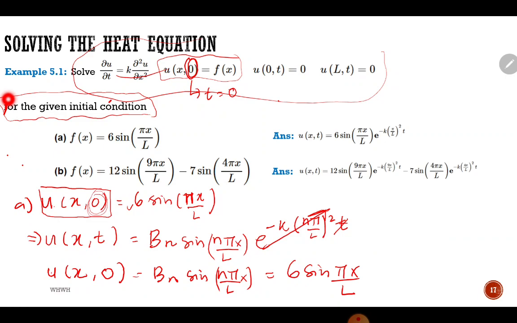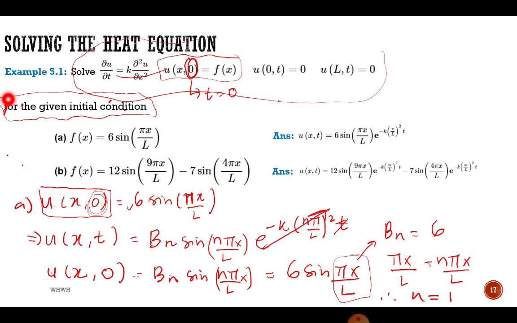So by comparing like this, automatically kita dah tahu what is our constant bn. Our bn is equals to 6. Betul? And for this case pi x over L, so if you compare, pi x over L is equals to n pi x over L. So it gives us our n for this case is equals to 1. Faham? Okay, bn is equals to 6 and n equals to 1.